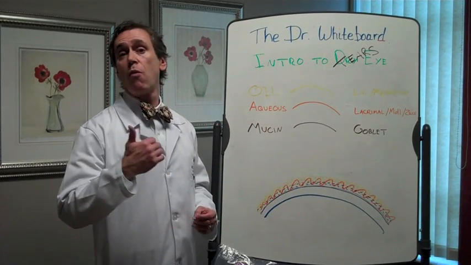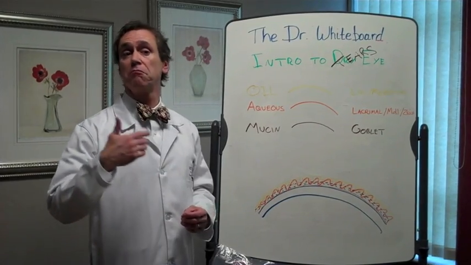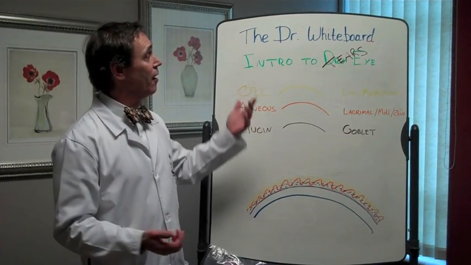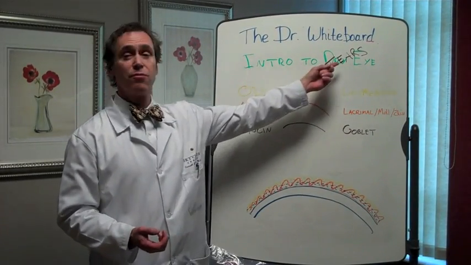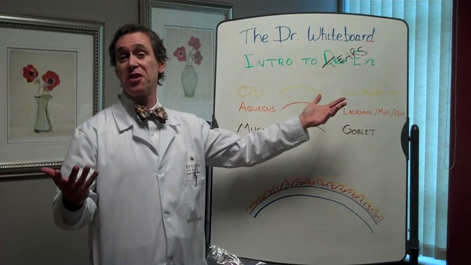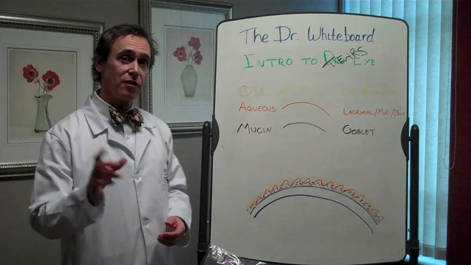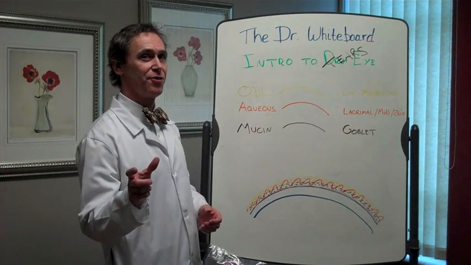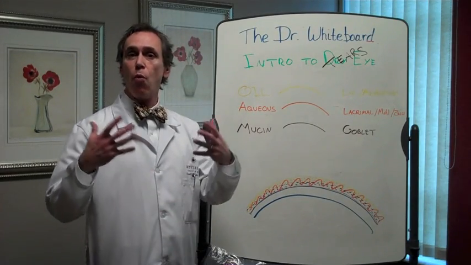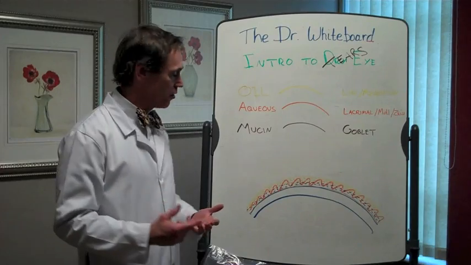I'm back at the Dr. Whiteboard to talk a little bit about dry eye and to set the stage for some of the things we'll talk about when we think, how can we treat dry eye? What can we do to make it better? So let's do an introduction to tears, because the tear is where the problem would be if you have dry eye. Now, we talked a little bit in our Italian salad dressing video about what makes up the tears. So let's review that just a little bit.